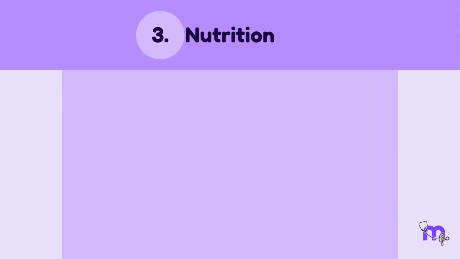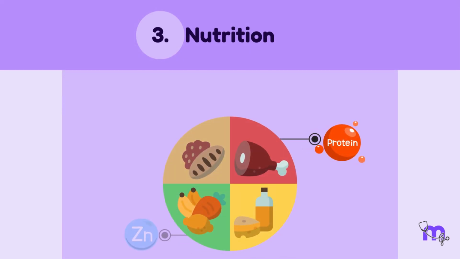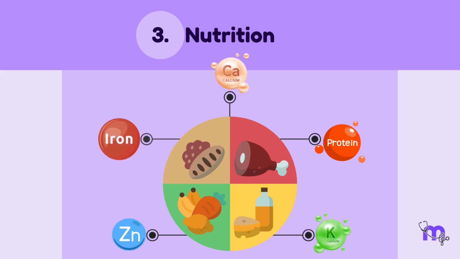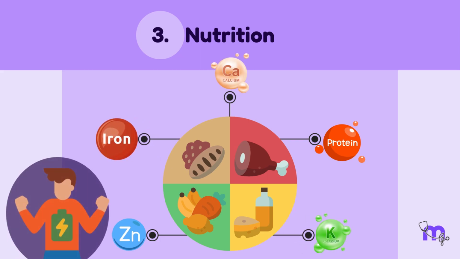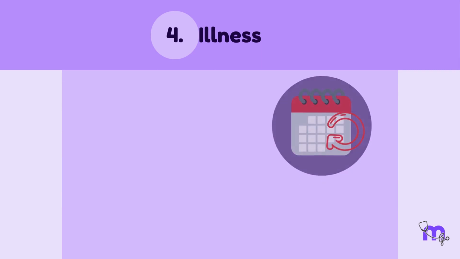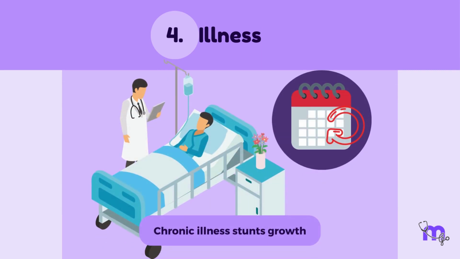The third factor is nutrition. Essential nutrients like protein, zinc, calcium, potassium, and iron are the fuel your body needs to grow in a normal manner. The fourth factor is illness. Prolonged illness can have a stunting effect on all aspects of growth.